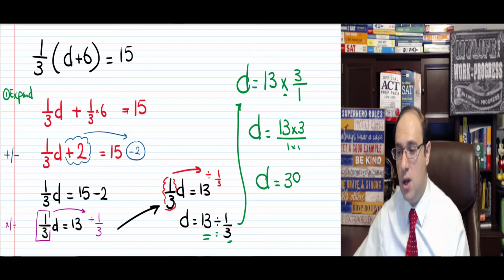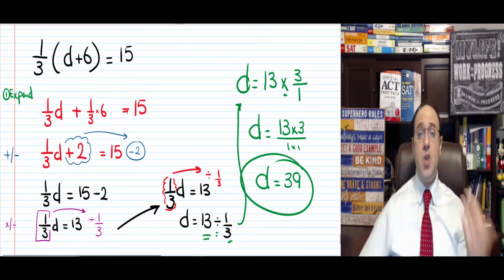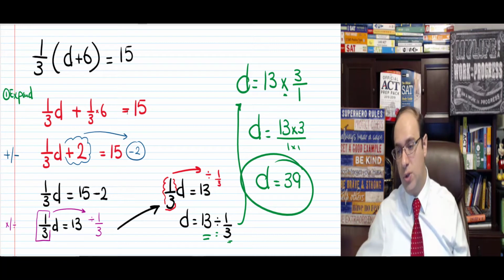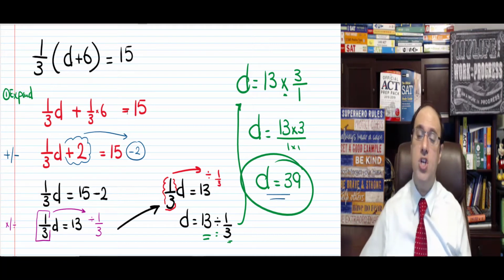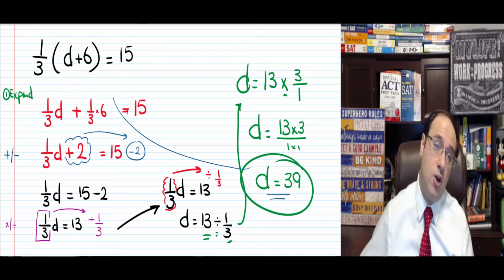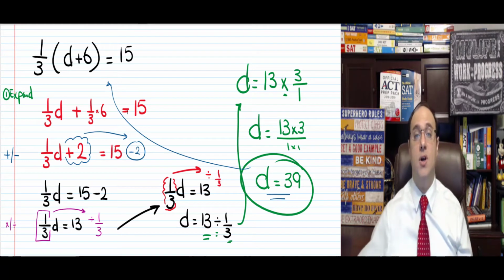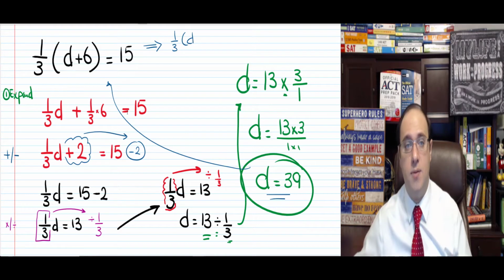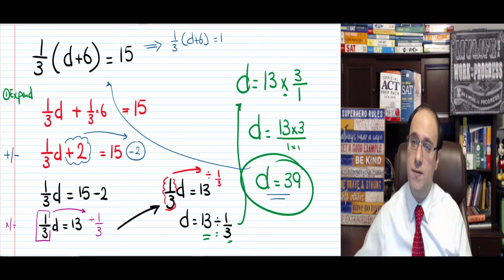It is 39. Now, you always want to check to make sure you did the right thing and got the right answer. So let's check really quickly. D equals 39. I want to check that I'm right. I take it, and I go up here, and I put it into this equation. Okay? My equation was 1/3 times d plus 6 equals 15.